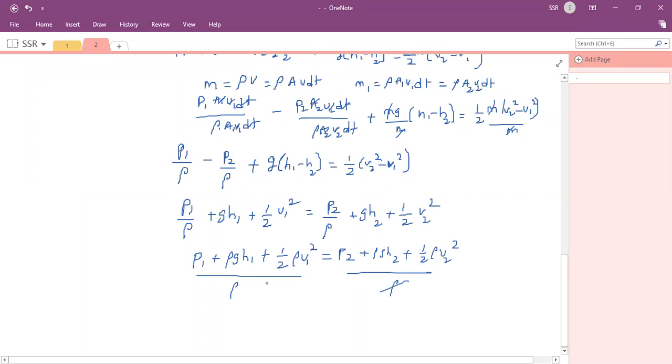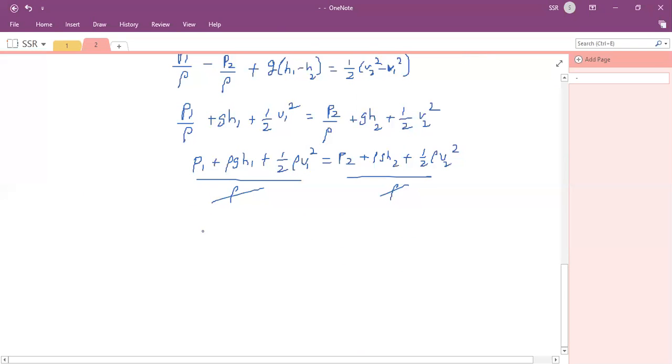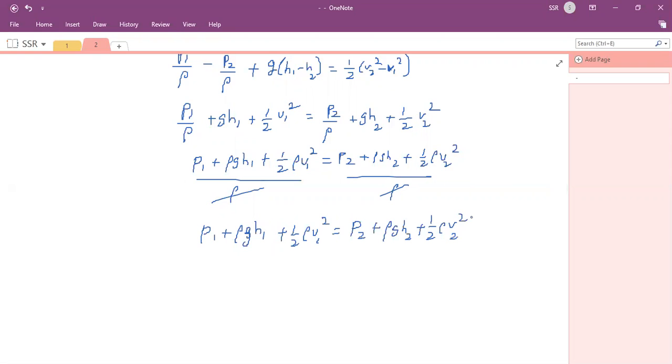On both sides rho cancels. Then the remaining is P1 plus rho gh1 plus half rho V1 square is equal to P2 plus rho gh2 plus half rho V2 square. Are you clear on this equation? P1 plus rho gh1 plus half rho V1 square is equal to P2 plus rho gh2 plus half rho V2 square. What is this P1?